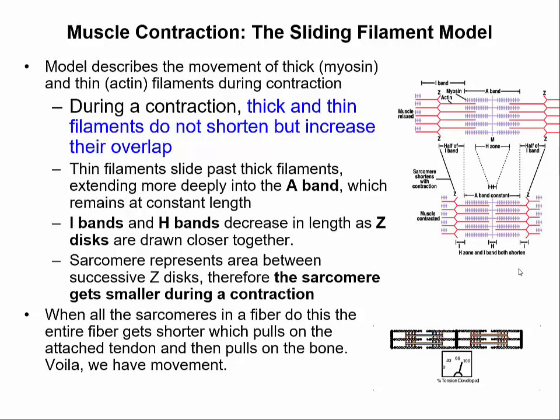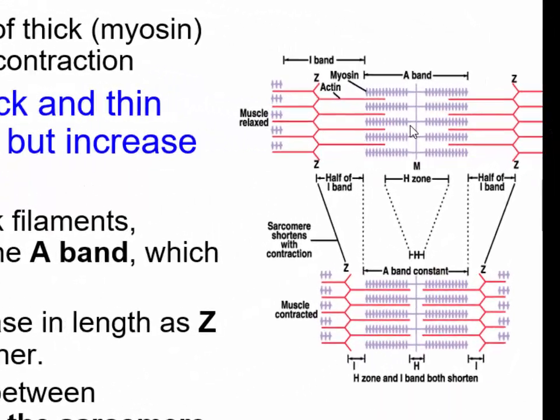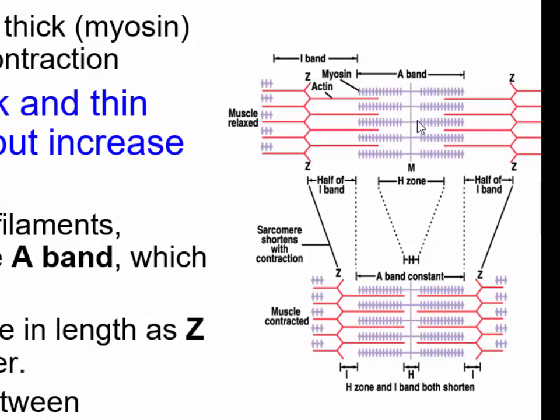In this model, it describes the movement of the thick and thin filaments during a muscle contraction. During a contraction, it's important to realize that the thick and thin filaments don't shorten. They don't decrease in size. What happens is that the thick filaments pull the thin filaments over the top of them, so they increase their overlap. Thin filaments are going to slide past the thick filaments, and they're going to extend more deeply into the A band, or towards the center of the sarcomere. The A band, though, is going to remain at constant length.